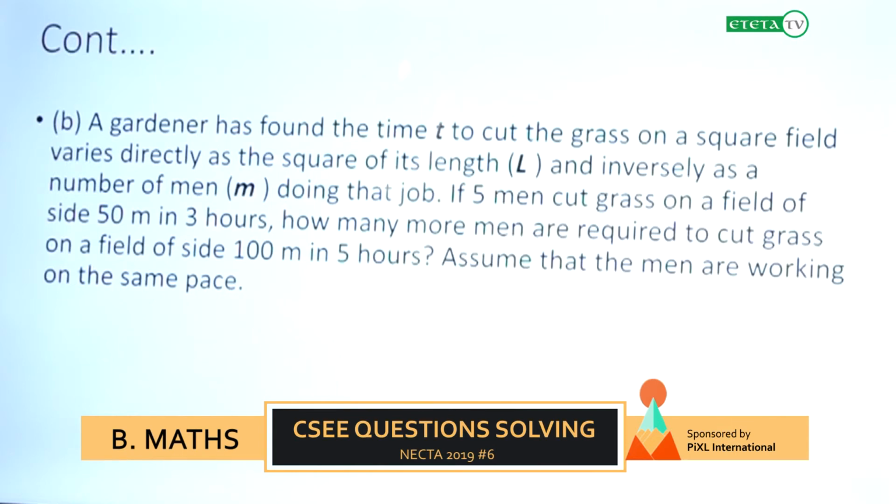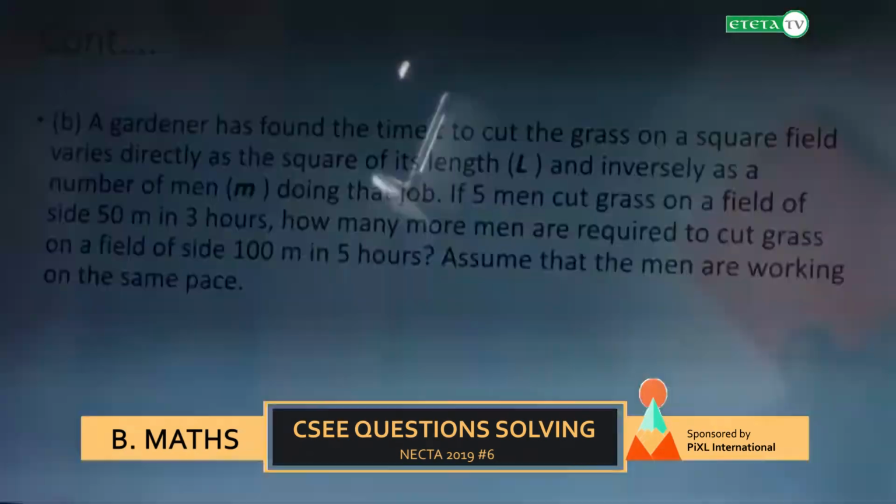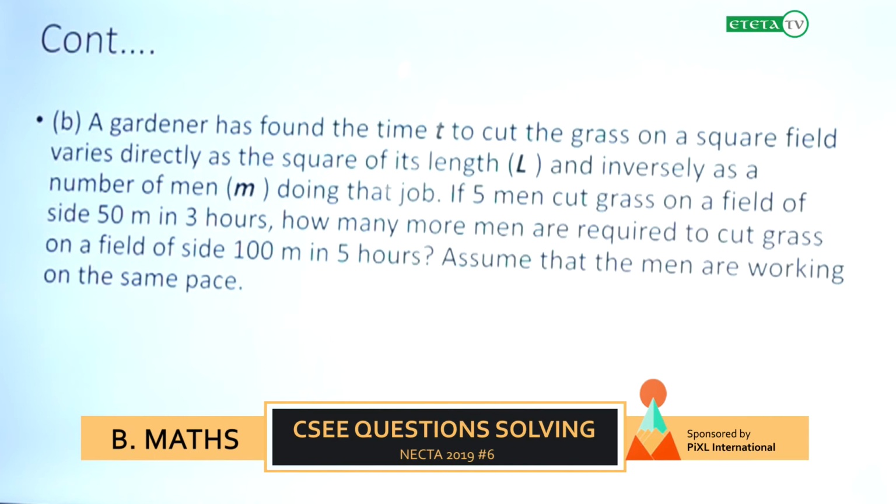Part A was about variation. The same in part B, it is also variation. If 5 men cut grass on a field of side 50 meters in 3 hours, how many more men are required to cut grass on a field of side 100 meters in 5 hours? Assume that the men are working at the same pace.